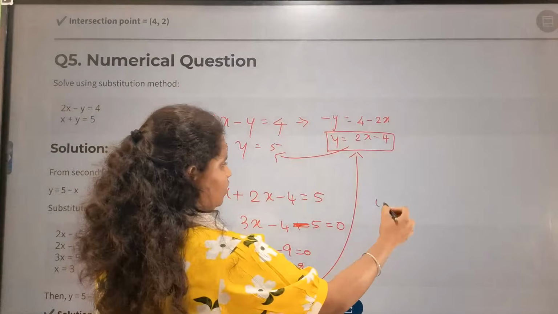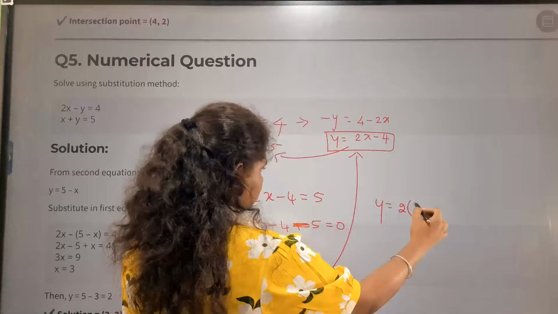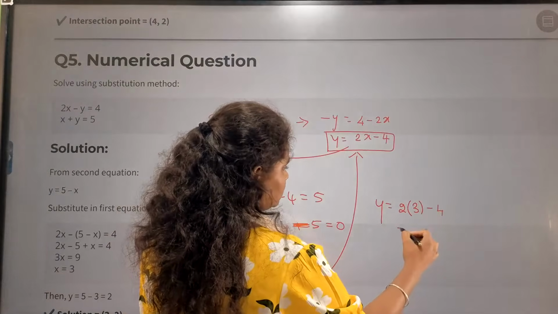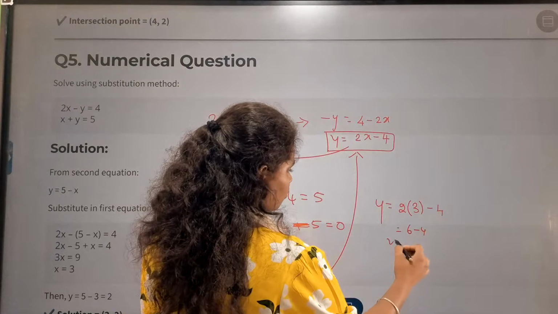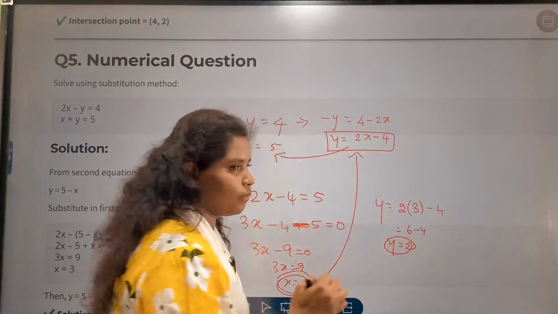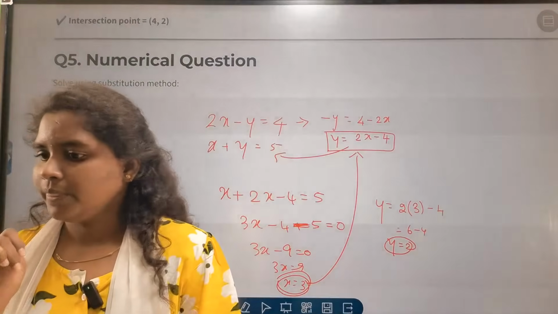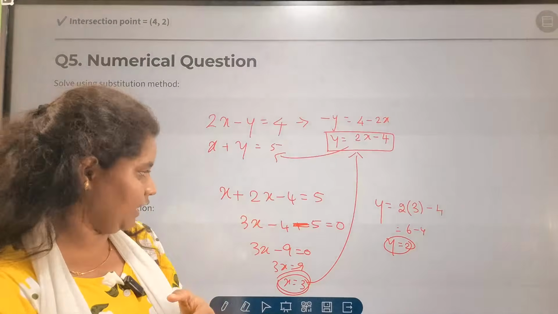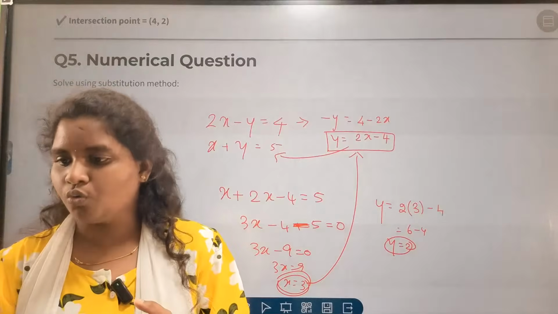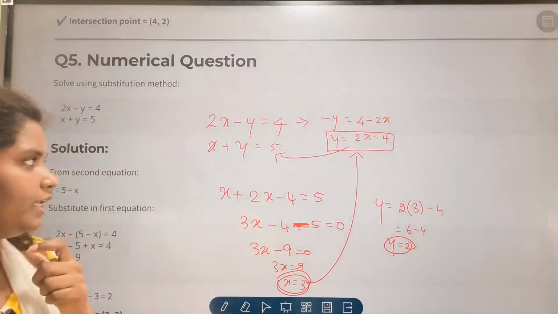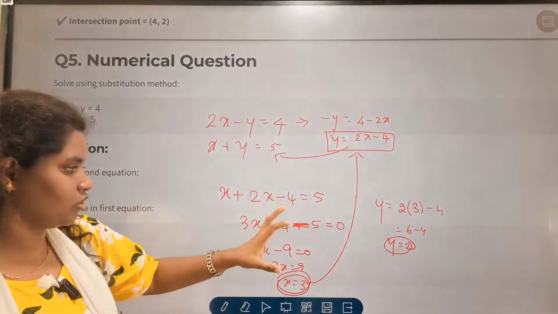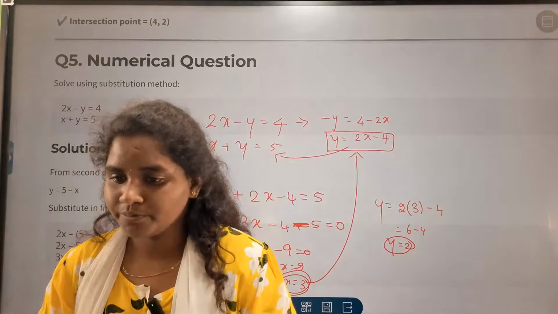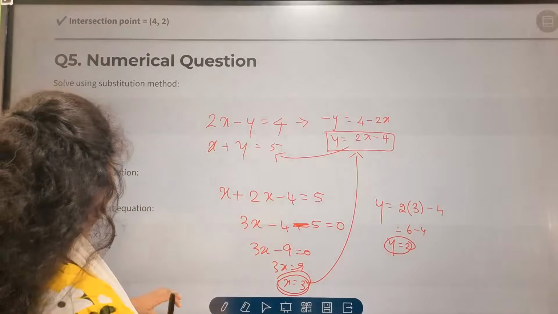So y is equal to 2x minus 4, which is 6 minus 4. So y is equal to 2. So by the substitution method, the x value is 3 and y is equal to 2. Is this clear? So x is equal to 3 and y is equal to 2 is the final answer.